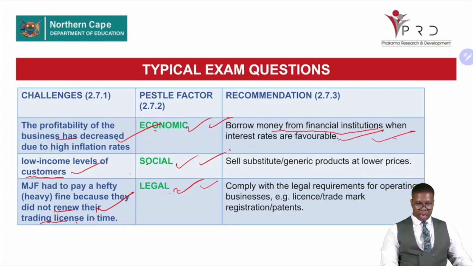So that's 2 marks. And then social, we are looking into the idea that because customers have low income, then sell substitute or generic products at a lower price. Then when you look into MJF, the business should comply with legal requirements for operating businesses, for example, by researching what the trading license requires, the trademark registration and patents.